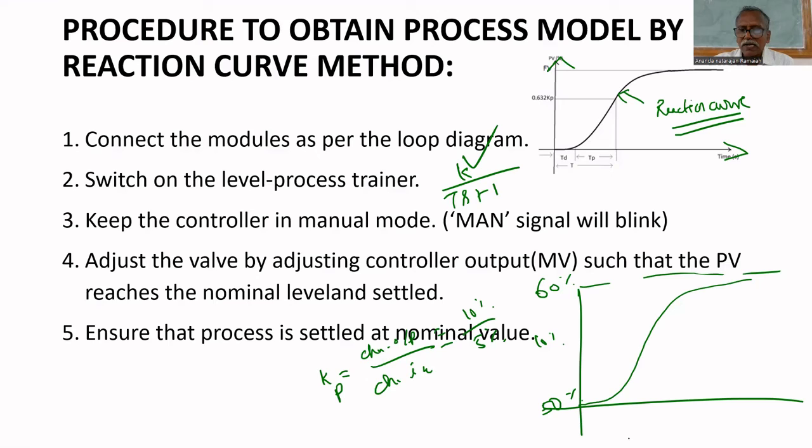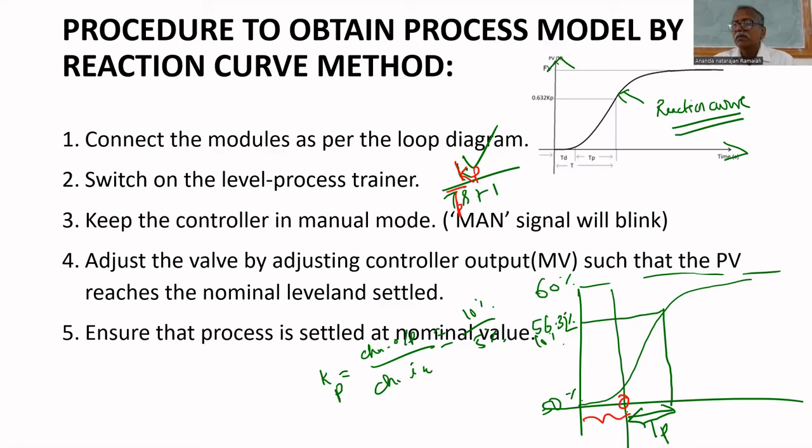Time constant, how to find? Truncate up to this part. Now, here it is settled at 60. From 50 to 60. What is 63.2%? That is 56.3%. What is the time taken to reach 56.3%? This is Tp, time constant. From this point, that is Tp. So find Tp, that you got. Already you got Kp, Tp you got.